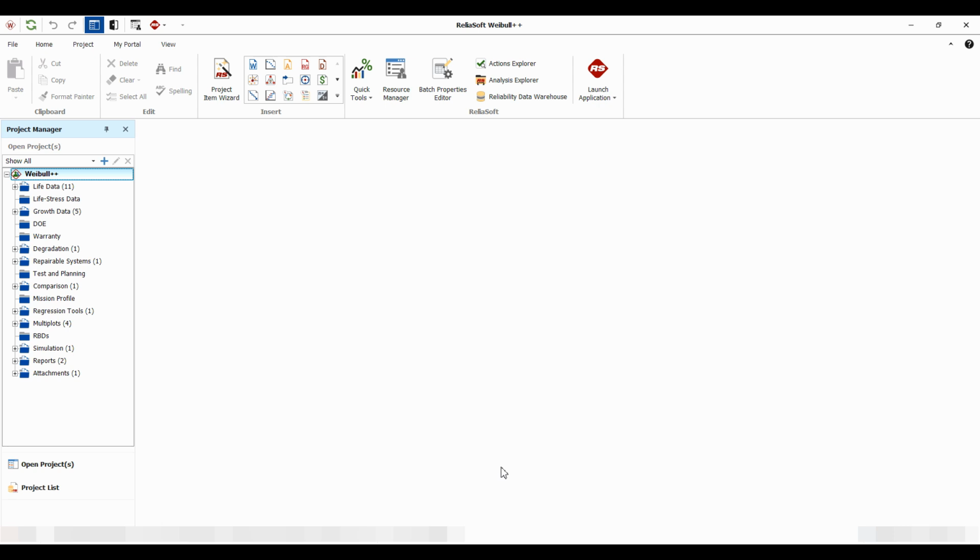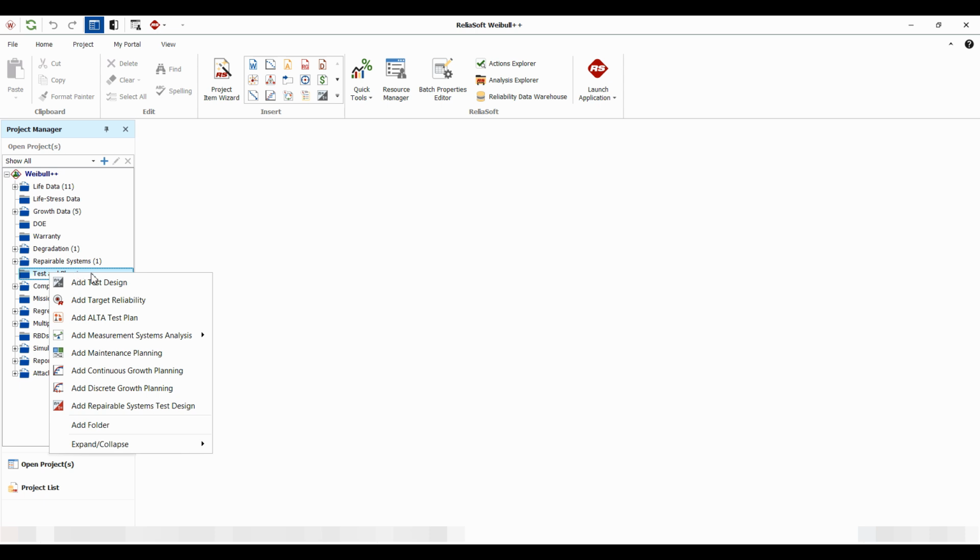So we launch Weibull++, and then we scroll down to Test and Planning, right-click, and we can see we have a number of utilities available in Weibull++, as well as the add-on, in this case installed in Weibull++. Like test design and target reliability, measurement system analysis, gauge R&R, and so on, maintenance planning belong to the native configuration of Weibull++. Alta test plan belongs to the life stress add-on, and the last three remaining, continuous growth planning, discrete growth planning, and repairable system test design, belong to the reliability growth add-on.